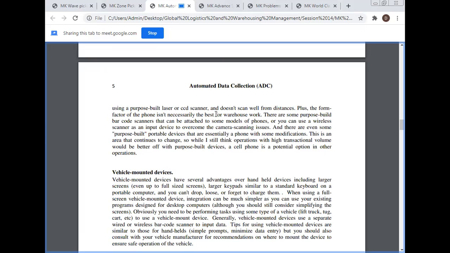There are some purpose-built barcode scanners that can attach to some models of phone, or you can use a wireless scanner as an input device to overcome the camera scanning issue. And there are even some purpose-built portable devices that are essentially a phone with some modification.